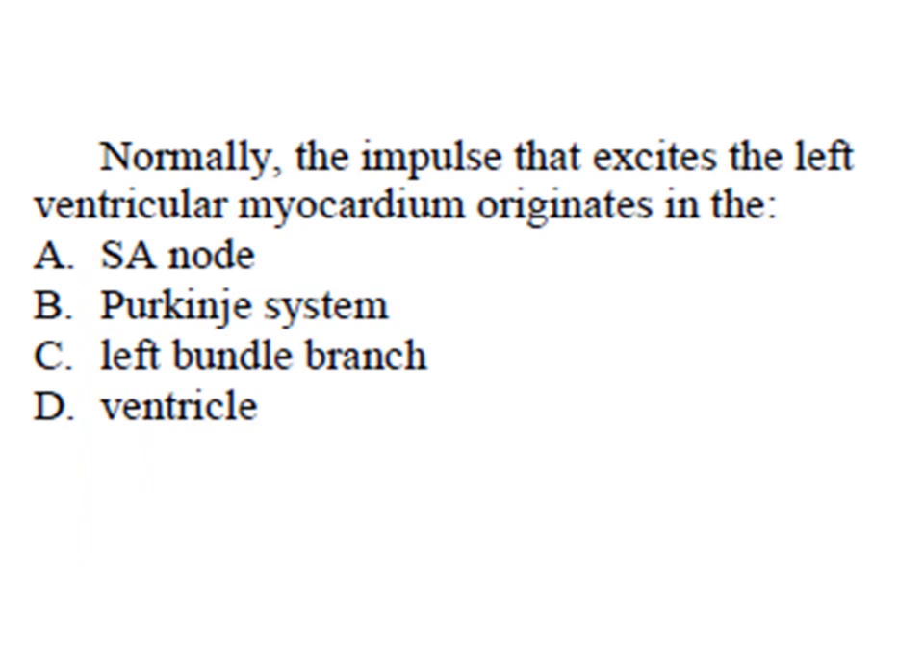Normally, the impulses that excite the left ventricular myocardium originate in the SA node, then Purkinje system, left bundle branch, ventricle. Here we must choose the normal impulse; we said normally, not a patient. Normal impulses are all generated in the SA node. So the right answer is the SA node.